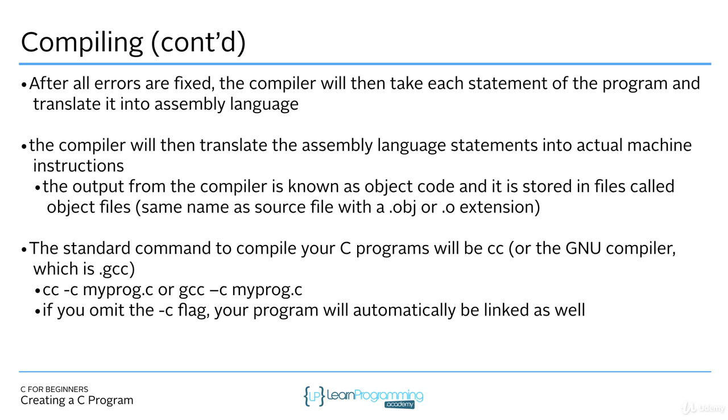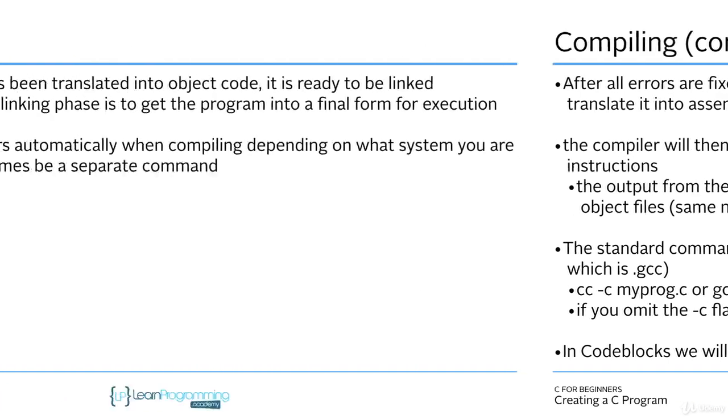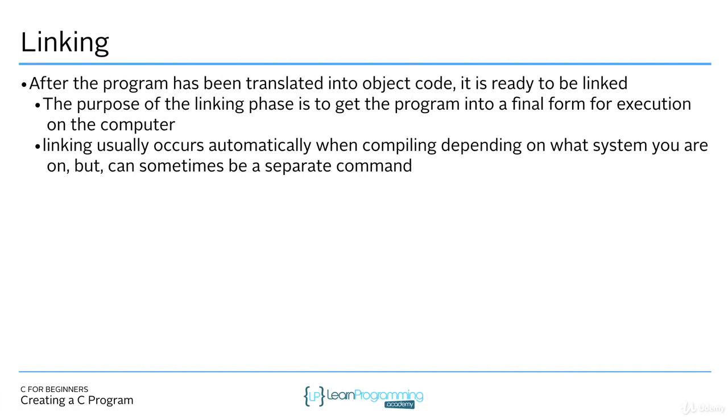But again, it takes input the C source files. In Code::Blocks, as I mentioned, you're going to be just clicking a menu option and it will automatically compile, link, and then you can click another menu option and it will automatically run. But again, what's going on under the hood is you're actually issuing the compiler command with the -c flag and the input source files. After you compile, you link.